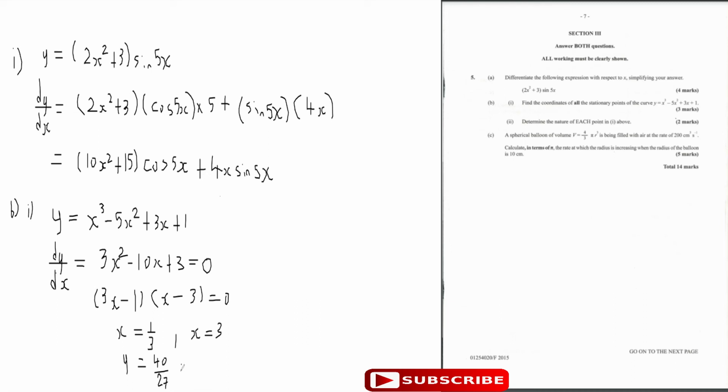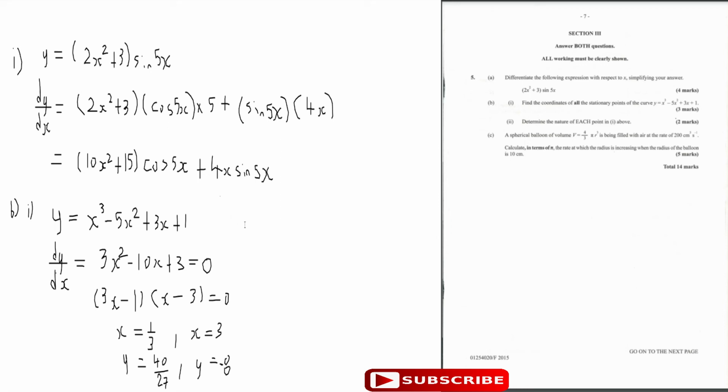Comma, we plug x as 3 up here to get 3 cubed minus 5 times 3 squared plus 3 times 3 plus 1. And this other point is y is negative 8. All right, nice and easy.